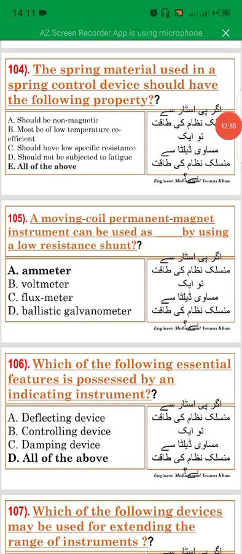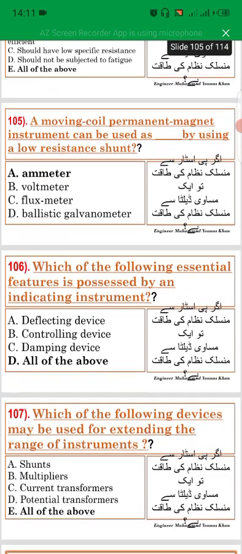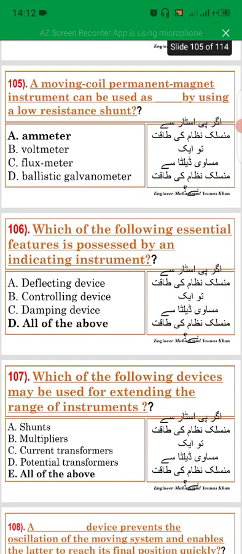The spring material used in a spring control device should have the following properties: should be non-magnetic, must be of low temperature coefficient, should have low specific resistance, should not be subjected to fatigue. A moving coil permanent magnet instrument can be used as an ammeter by using a low resistance shunt.